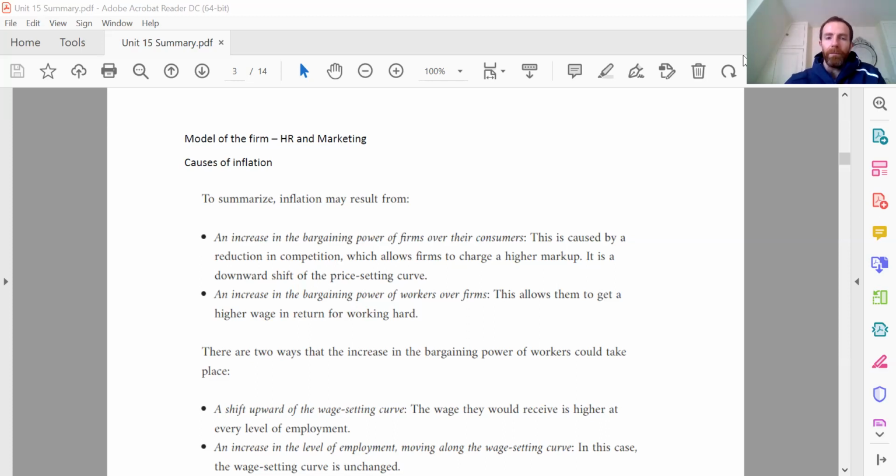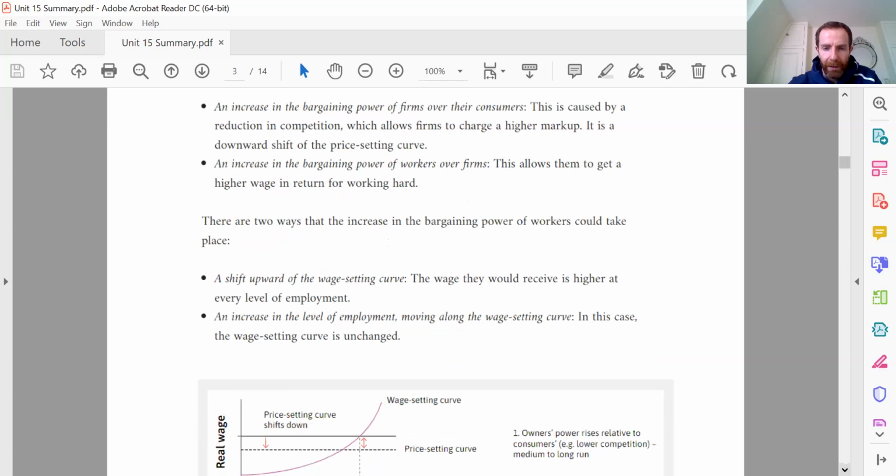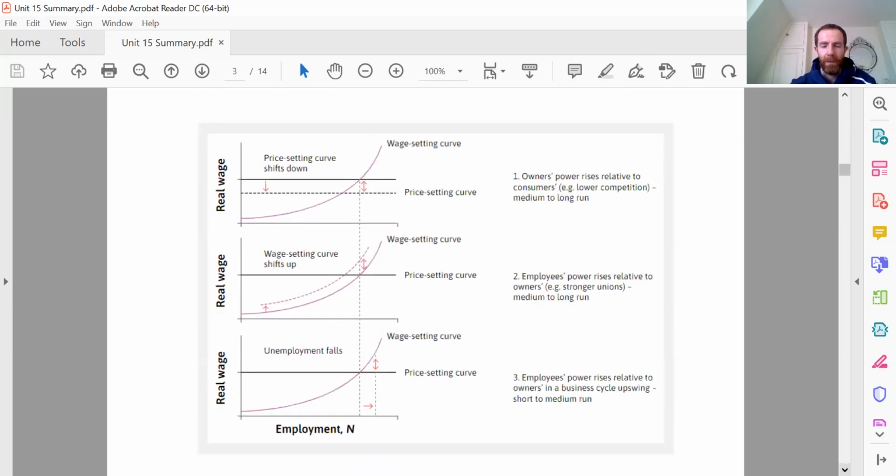Now, how do we bring in how inflation comes about? I'm not going to go through this bit in too much detail, but there are a few different things that could cause inflation. You can see, one, an increase in the bargaining power of firms over their consumers, and two, an increase in the bargaining power of workers over firms. I think the best way to understand this is to look at these three diagrams here.